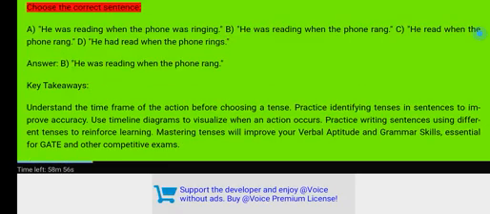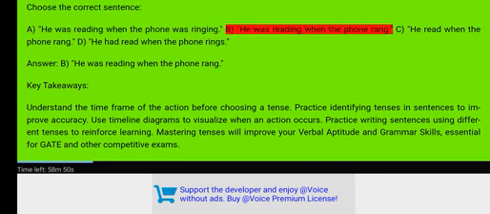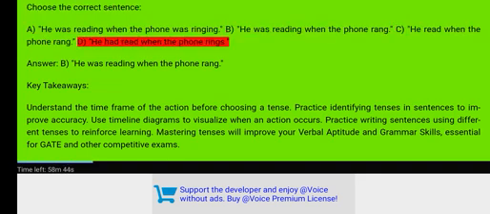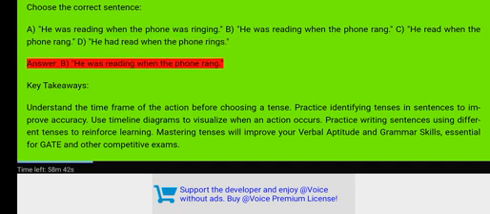Question 3. Choose the correct sentence. A. He was reading when the phone was ringing. B. He was reading when the phone rang. C. He read when the phone rang. D. He had read when the phone rings. Answer: B. He was reading when the phone rang.